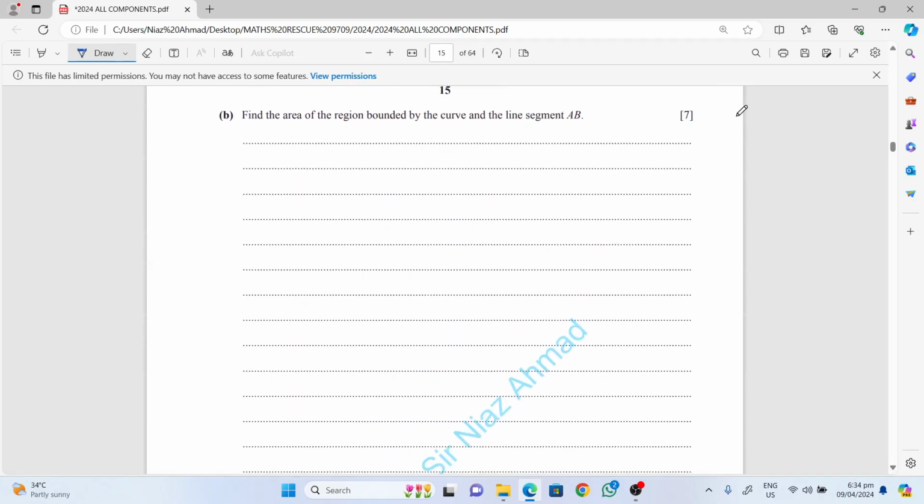So the B part is of 7 marks, and remember the area will be a negative number below. It's below the x-axis. On x-axis, remember, y is always equal to 0. So if you put y 0, so this is 2 over x raised to the power 2 by 3 minus 3 over x raised to the power 1 by 3 plus 1 equal to 0.